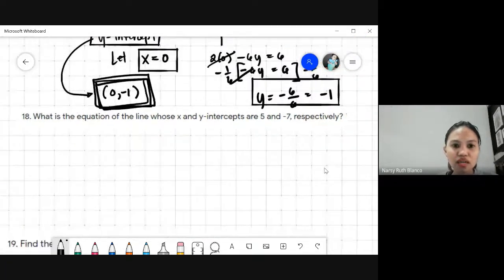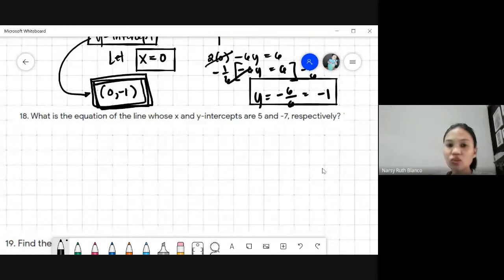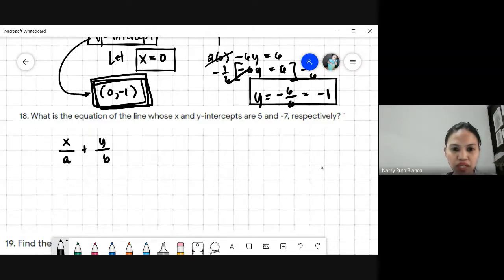Okay, what is the equation of the line whose x and y intercepts are 5 and negative 7? So, if you can recall, yung huling discussion natin, which is about finding the equation of the line, ang huli nating form doon ay yung x and y intercepts ang given. So, ito yung sinusundan nating form. Tapos, sinasubstitute lang natin yung values ng x and y intercept.